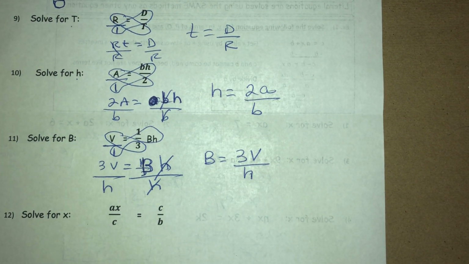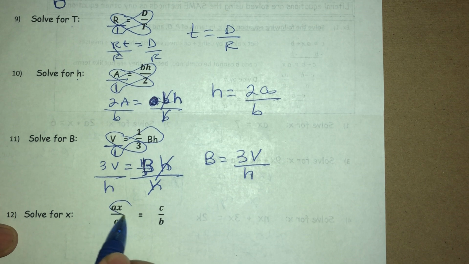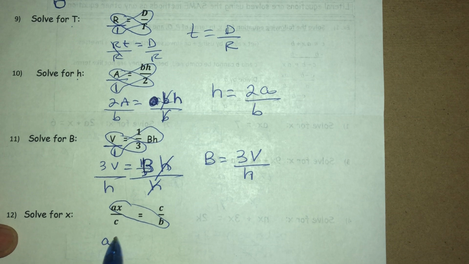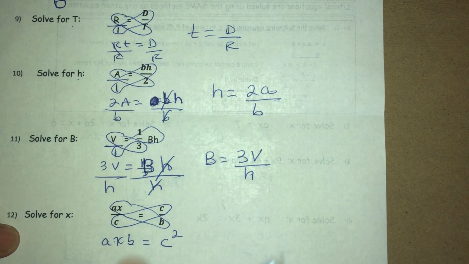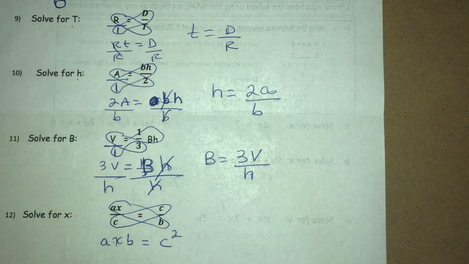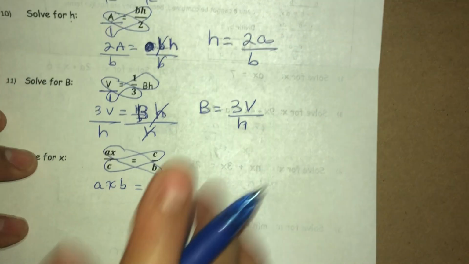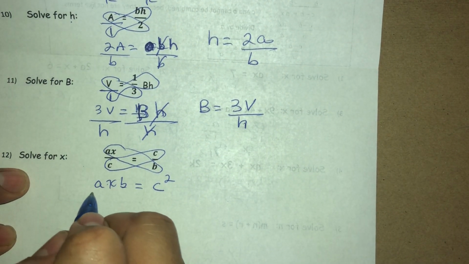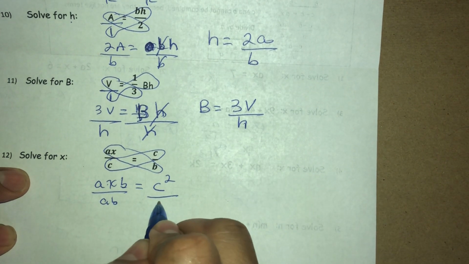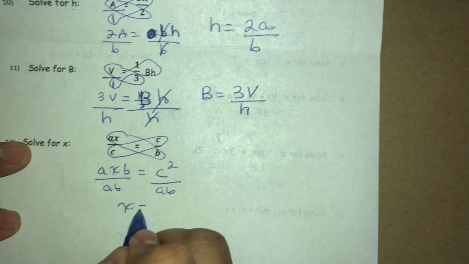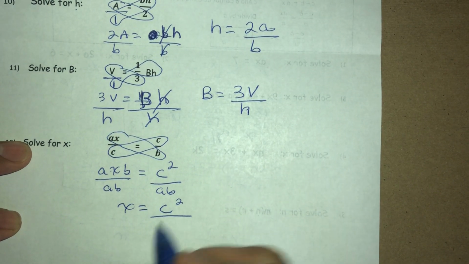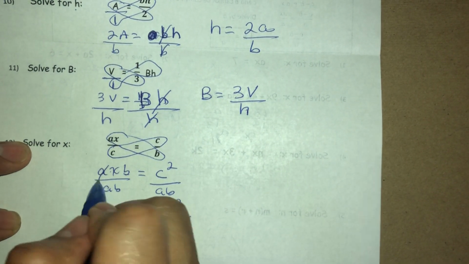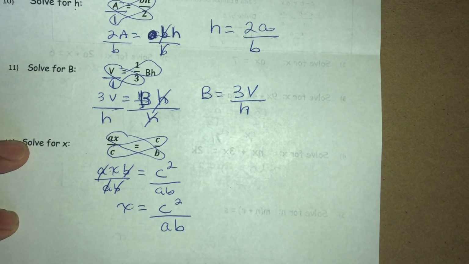And the last one, and we'll be finished. Cross multiply, we're solving for x. That will give me a x b equal c squared, because c times c is c squared. Remember, when we multiply variables, the exponents get added, all right? And what do I do next? Since I need to leave the x alone, I'm going to divide by ab. So x equals c squared over ab. A cancels that, b with b, and that's my answer.